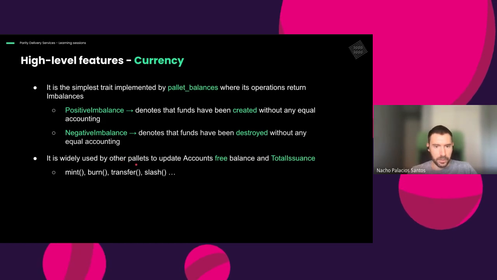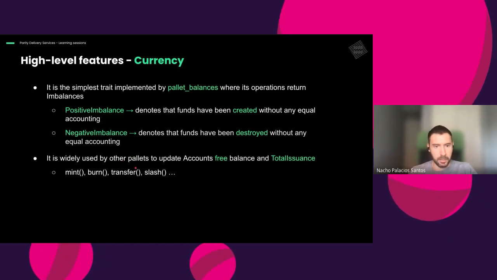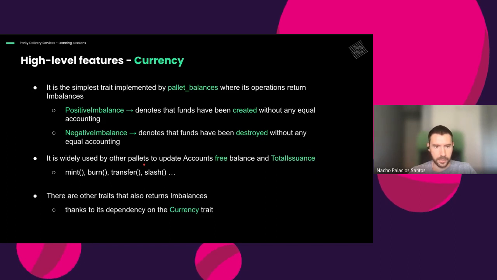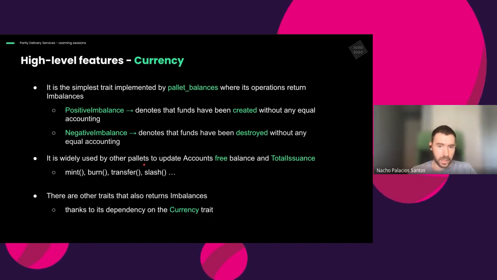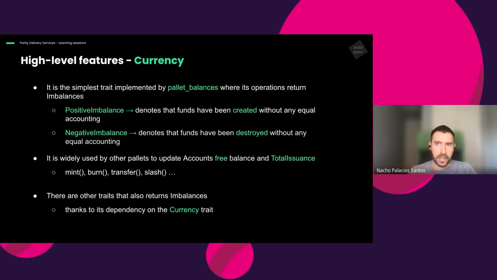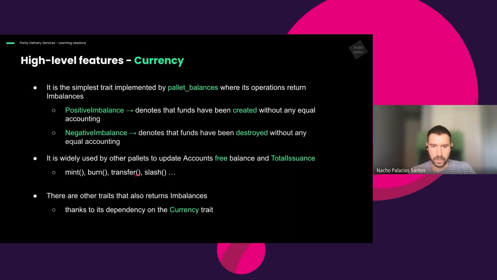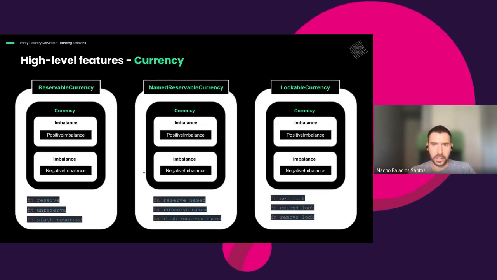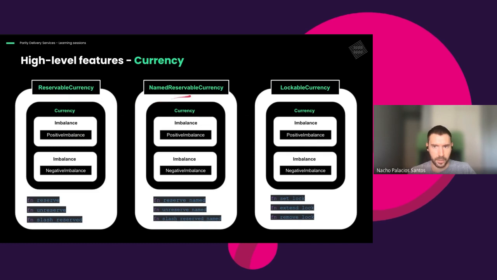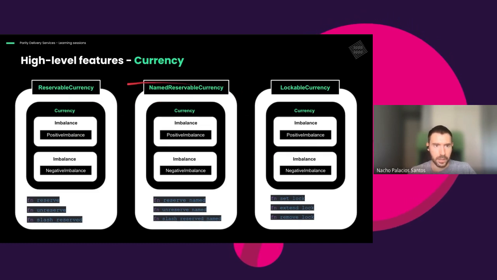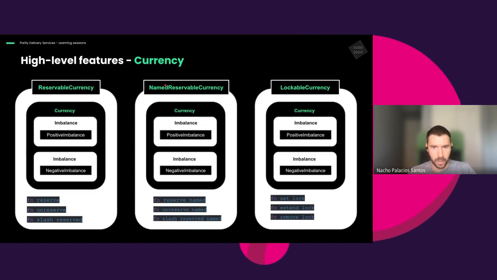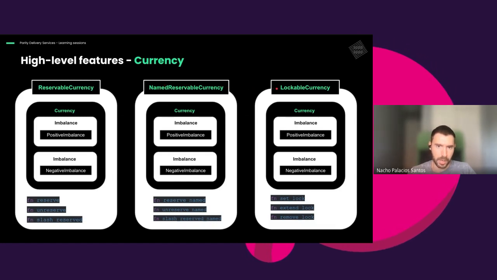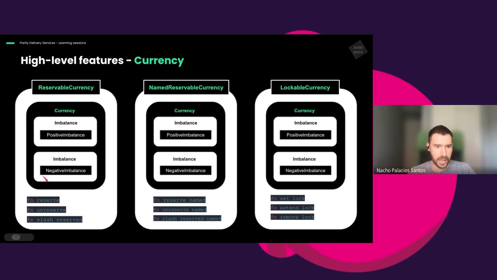The most common methods of the currency trait are mint, burn, transfer, and slash. There are other traits also that return imbalances, and they do this because they require the currency trait. So let's take a look at these three traits: reservable currency, named reservable currency, and lockable currency. We'll talk about them later. But what I want you to see here is how they also implement the currency trait.